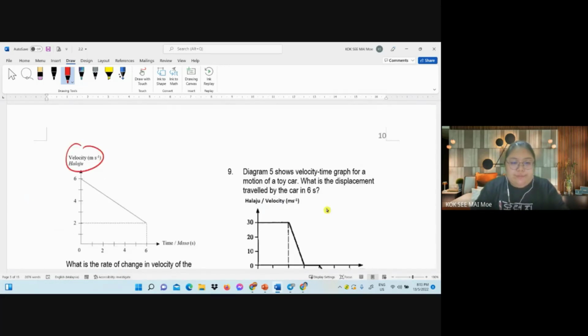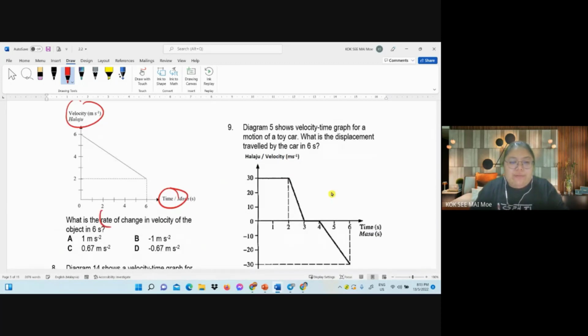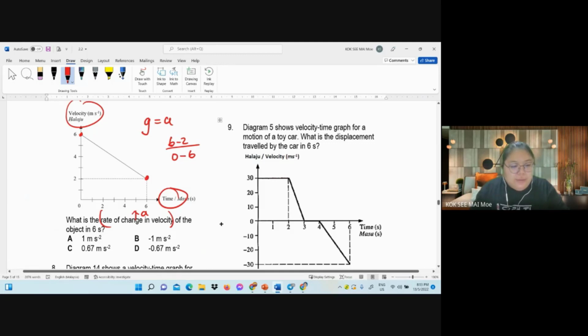Again, VT graph. The rate of change of velocity is the acceleration of the object in 6 seconds. So they want to find the gradient. Gradient equals acceleration, so we just find the points for the gradient. 6 minus 2, then after that 0 minus 6. So you get negative, and the final answer is negative 0.67.